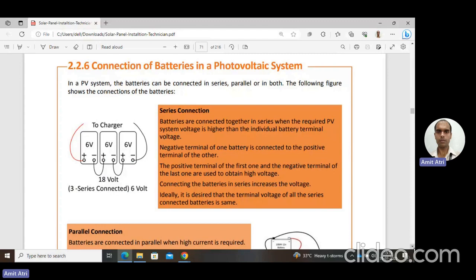So series combination of batteries is needed when the voltage is to be increased, because in series the current will be the same, whereas the voltage will increase. Like if 3 6-volt batteries are connected in series, then we get a total of 18 volts. How do we connect? The negative terminal of one battery is connected to the positive terminal of another battery, and in this way we carry on. So overall the voltage is increased.